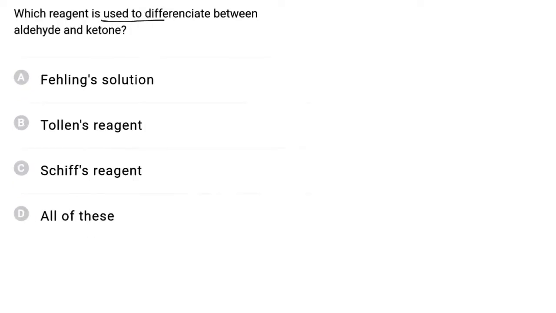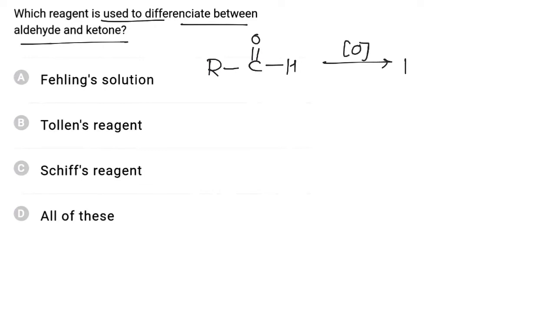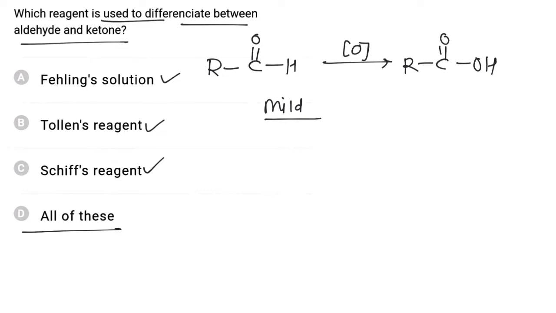Which reagent is used to differentiate between aldehyde and ketone? Now aldehydes have oxidizable hydrogen, so they can be oxidized to carboxylic acid using a mild oxidizing agent. A mild oxidizing agent like Fehling solution will convert aldehyde into acid. Tollens reagent will also oxidize aldehyde into acid. Schiff reagent will also react with aldehyde, and hence the correct answer is D. They all can differentiate aldehyde from ketone, while ketone cannot be oxidized by any of these reagents.